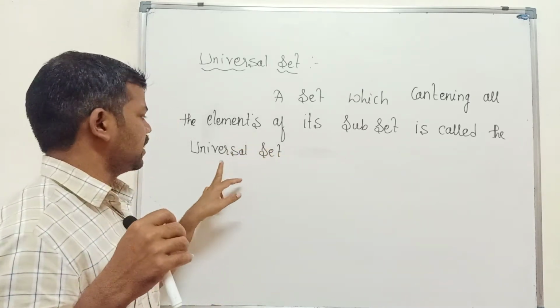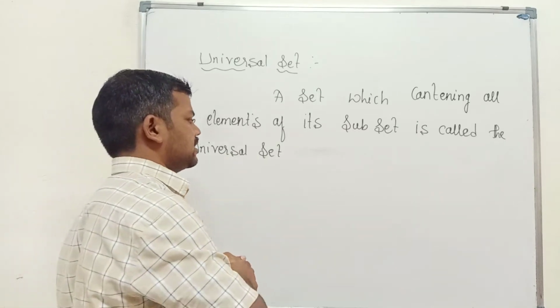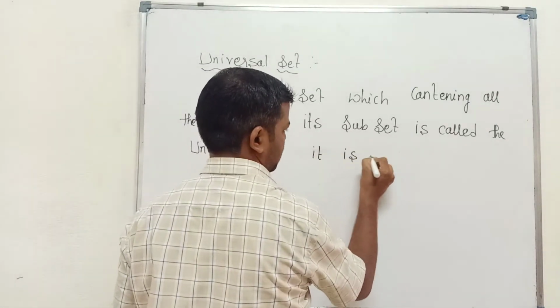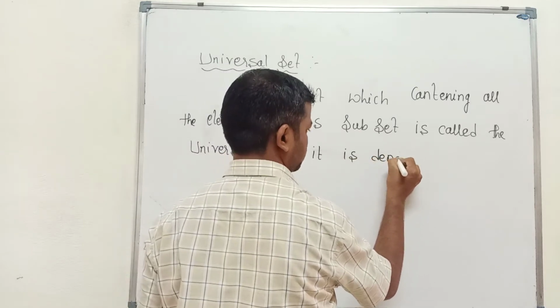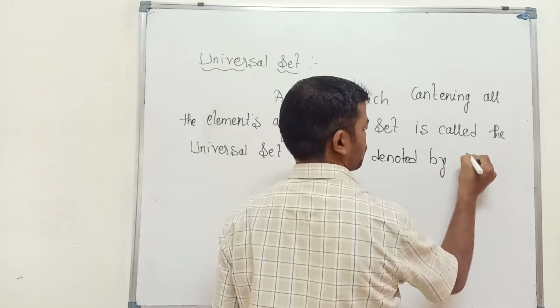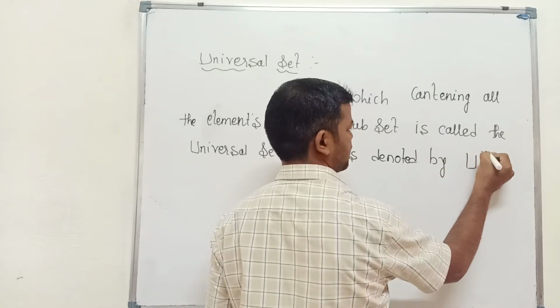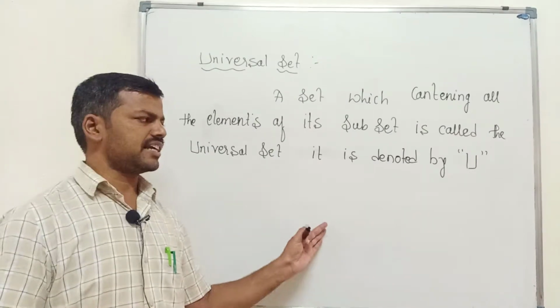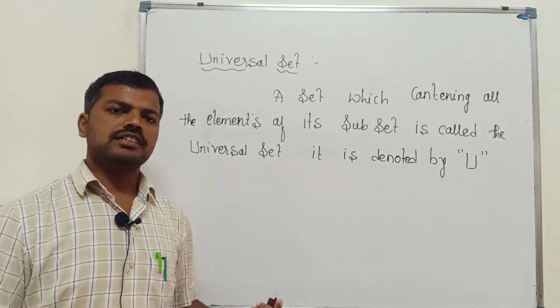Then we call it a universal set, and it is denoted by capital U. Or also simply we call it a basic set, which we call a universal set.